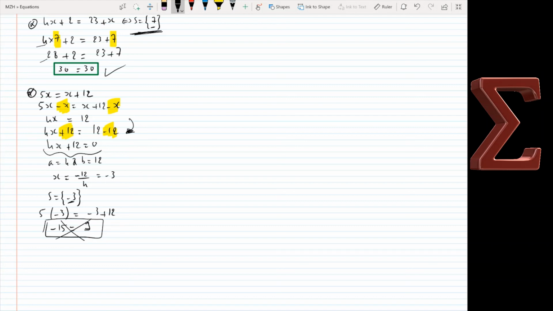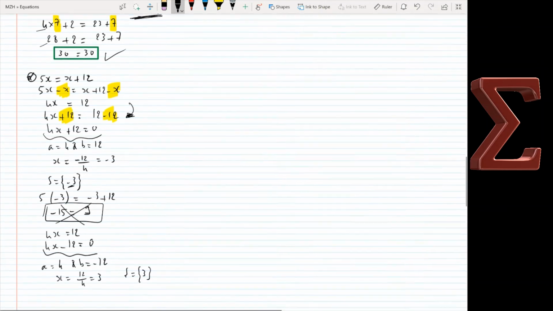Back to here, we left it at 4x equals 12. Now I will do the right transition. 4x minus 12 is equal to 0. So here, a is equal to 4 and b is equal to minus 12. And from the theory lesson, we know that the solution is minus b over a, which is 12 over 4, which is 3. The solution now is supposed to be 3.